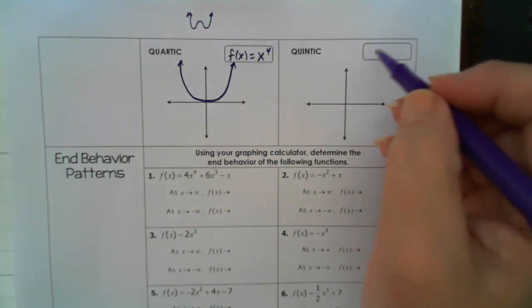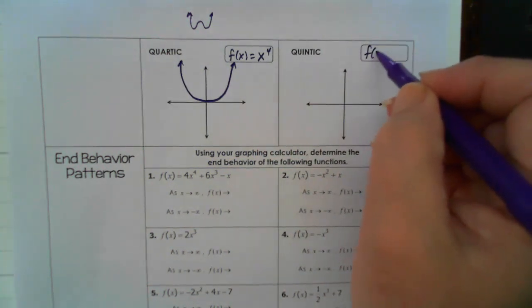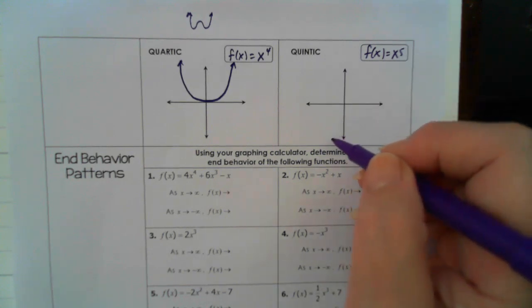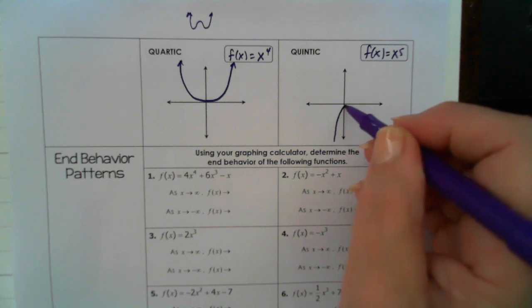And a quintic, the parent function, we've got f of x equals x to the fifth. Well, a quintic function looks like a narrower cubic function.